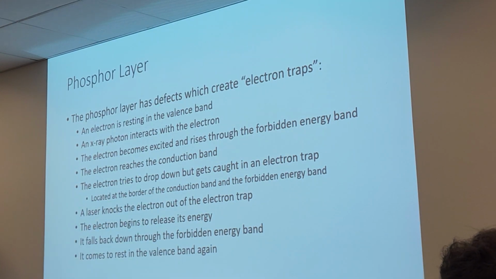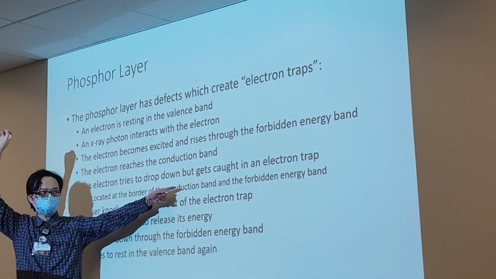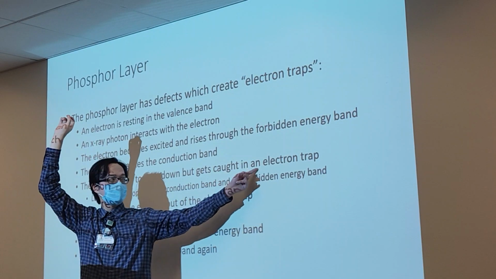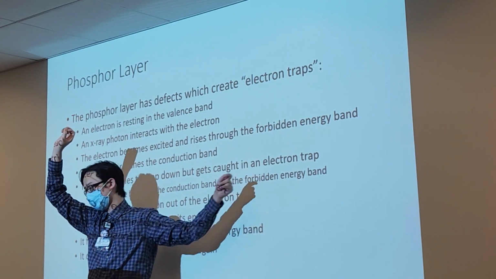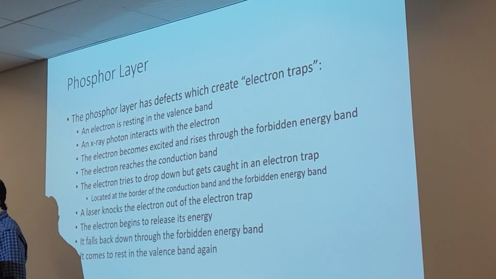You said phosphor layers have defects which are called what? Electron traps. So now it's stuck up here. It's been caught inside this electron trap, which is a good thing.